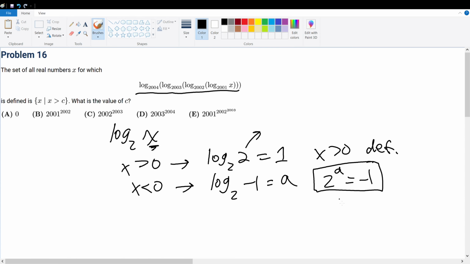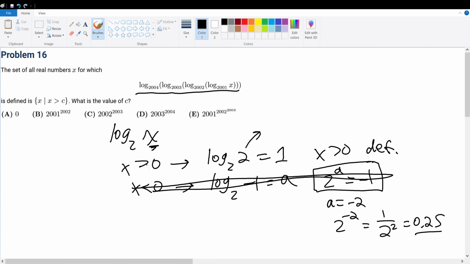The answer is no, because even if a were to be negative, such as negative 2, then 2 to the negative 2 would still give 1 over 2 squared, which is 0.25. So 0.25 is still a positive number, and it can never go negative. So that means this option is eliminated, which means that when x is greater than 0, this function is defined.